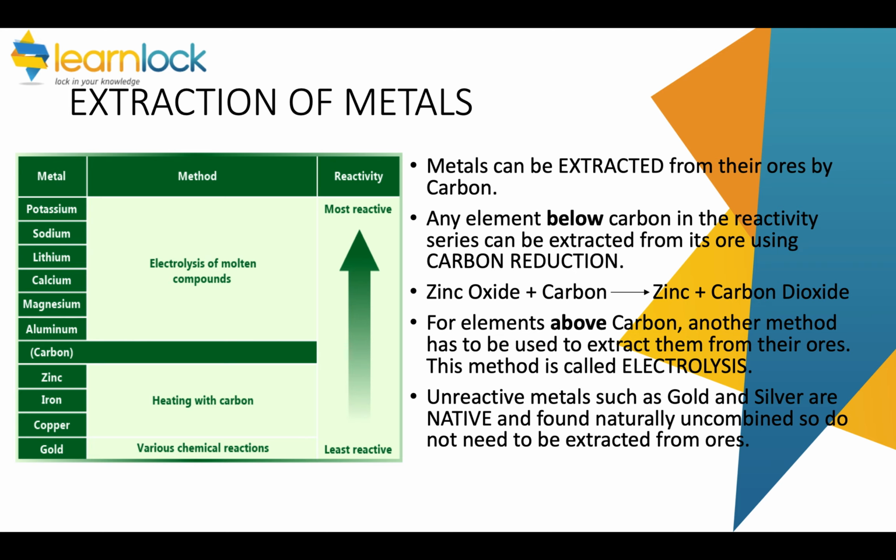However, for the elements above carbon, you can't use carbon to extract them from their ore because carbon is less reactive than them. So instead, another method is used called electrolysis. Metals at the bottom, like gold and silver, are really unreactive. They're so unreactive that they aren't found in ores. They're native, found uncombined, so you don't have to extract them from their ore.